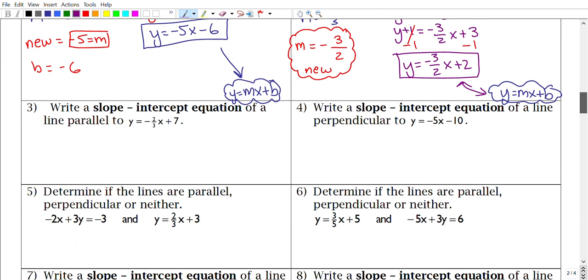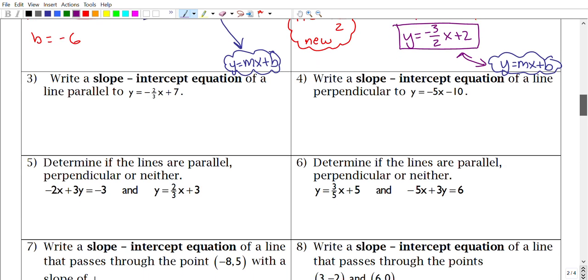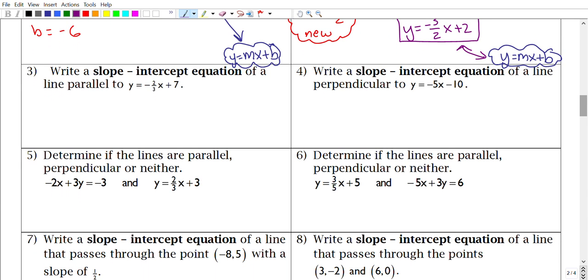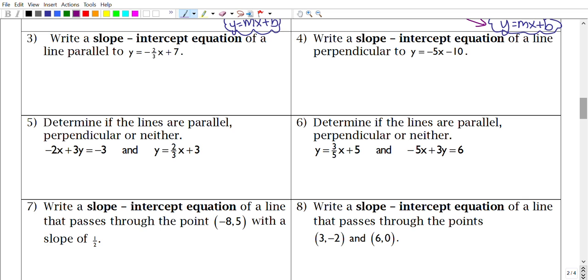Okay, I think I'm gonna have you guys try 3 and 4, and we will come back to try out 5 and 6 together. So go ahead and try 3 and 4, pause the video, and try those out.